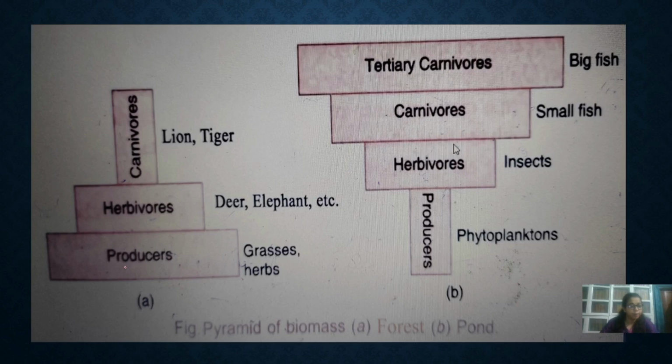You can see that is the producer, that is the grasses and herbs, then the herbivores, the mass. Here we are talking about the mass, biomass per unit area, how much quantity or weight they are occupying in this case. Herbivores, then carnivores, they form the upright structure. In the pond, it is the reverse: tertiary carnivores, that is big fish, then carnivores, that is small fish, then herbivores, that is insects, and then phytoplankton, the producer. This is the inverted case in the pond ecosystem.